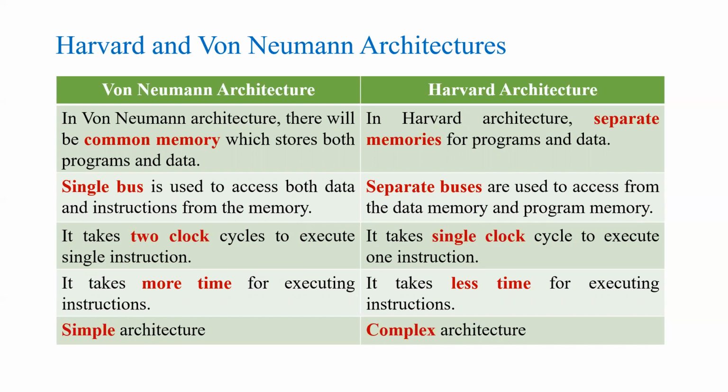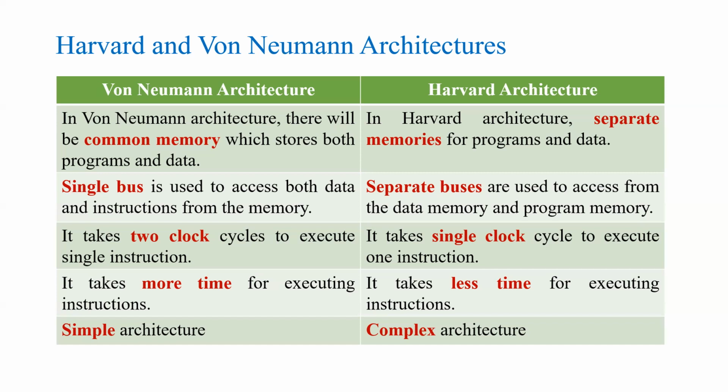Similarly, we can also classify the processors by considering architectures. We design our systems by using these two different architectures: one is Harvard architecture and the second one is von Neumann architecture. We can also classify the processors by using architecture. That is, one variety of processors we can call Harvard architecture based processors, and the second variety we can call von Neumann architecture based processors.